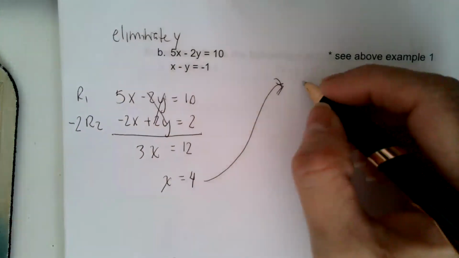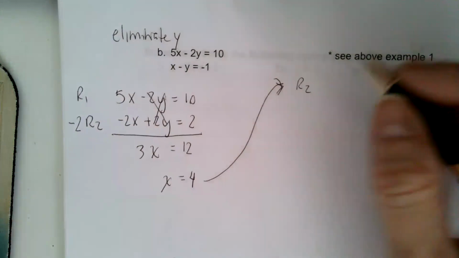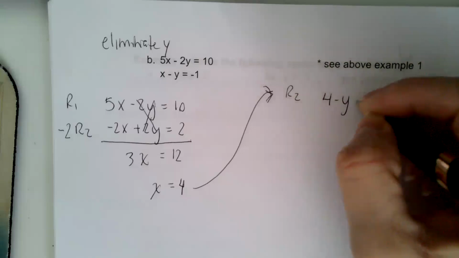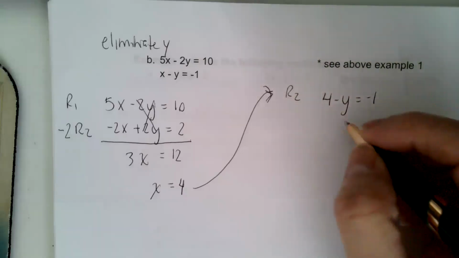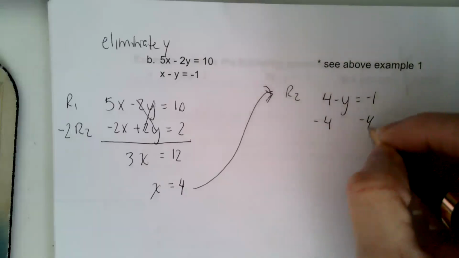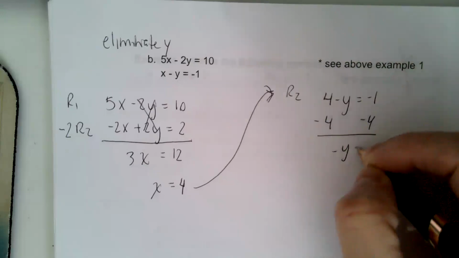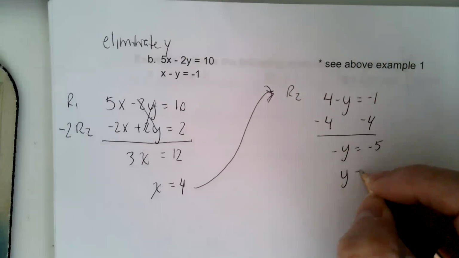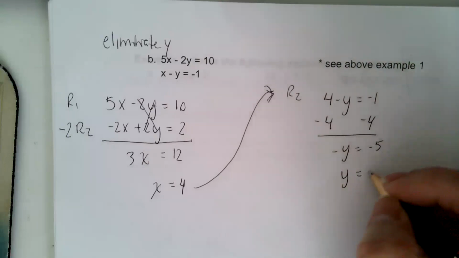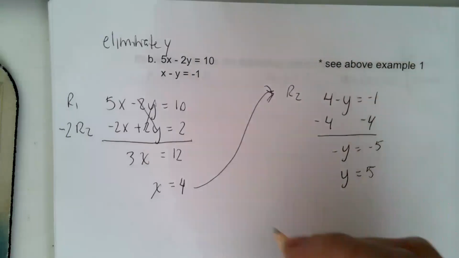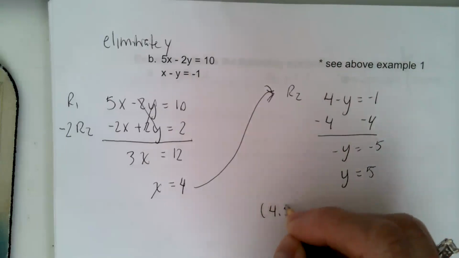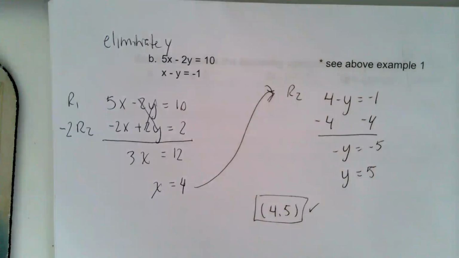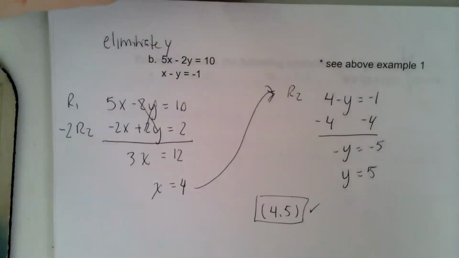Then I'm going to put x equal to 4 into row 2 just because it looks a little easier. So 4 minus y equals -1. I'm going to subtract 4, and we get -y equals -5. And taking the opposite, because I want y to be positive, I take the opposite of -5, and I get 5. So indeed, I do validate that my answer is (4, 5). And we already found that on the graph earlier.